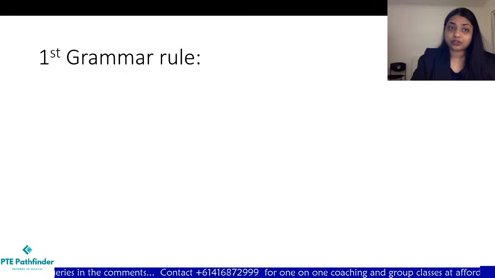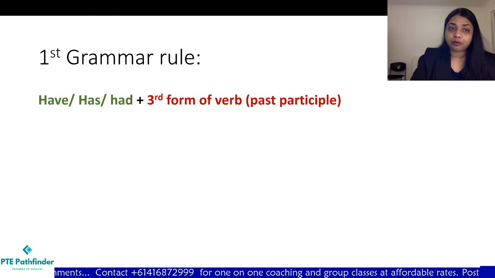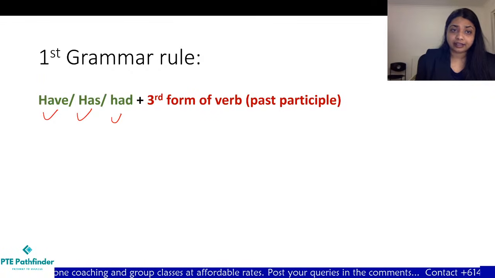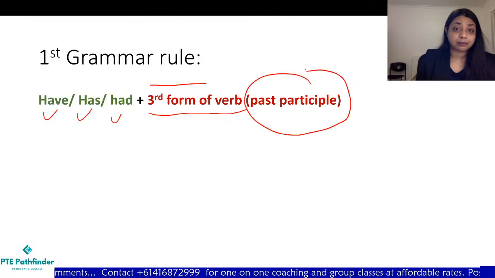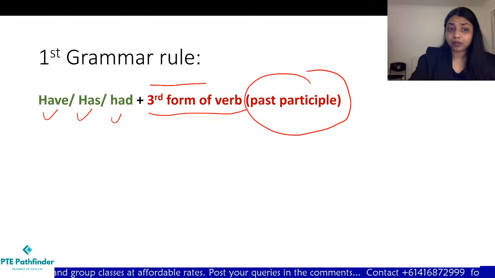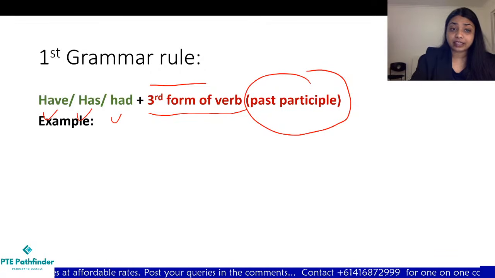So the first grammar rule. The first grammar rule is about the verbs has, have, and had. If any of these verbs are there and after this verb there is a blank, in that blank we need to put the third form of the verb, the past participle. Remember this. Has, have, or had are always followed by the third form of the verb. Now, some examples here.